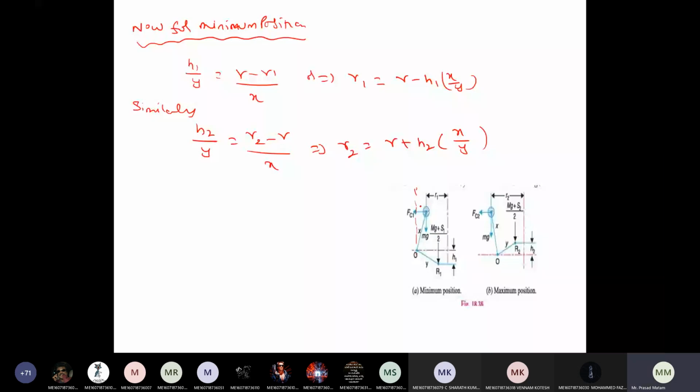This total radius of rotation is r. Now with respect to the vertical arm and with respect to the horizontal arm. With respect to the vertical arm, the distance is r minus r1 by x. That is what I have written here. Similarly, with respect to the horizontal arm, x1 by y. Now for this diagram, h2 by y, horizontal arm, equals r2 minus r. Very small here, you can see, which comes inside this one.